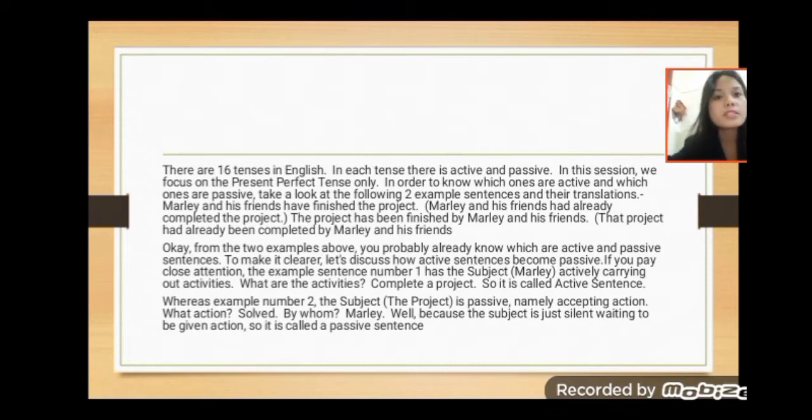If you pay close attention, example sentence number 1 has the subject Merle, who is carrying out activities. What is the activity? Completing a project, so it is called an active sentence. Whereas in example number 2, the subject, the project, is passive, namely accepting action. What action? Finished by whom? Merle. Well, because the subject is just silently waiting to be given action, it's called a passive sentence.